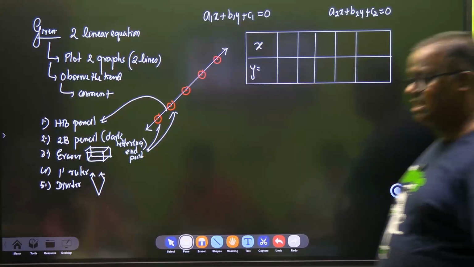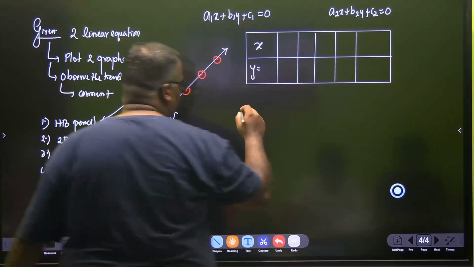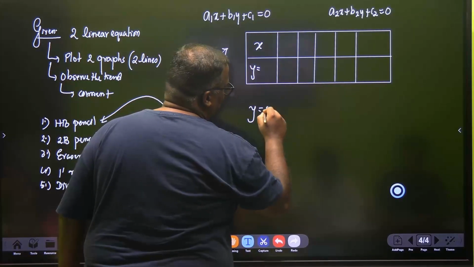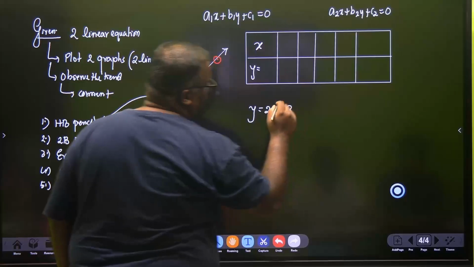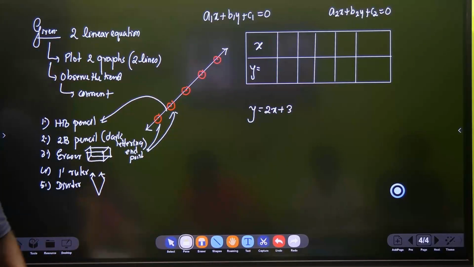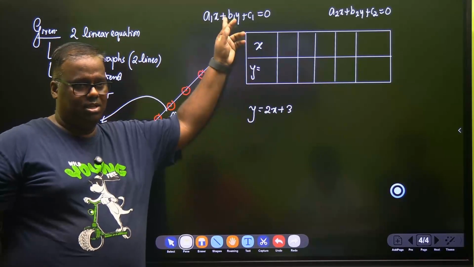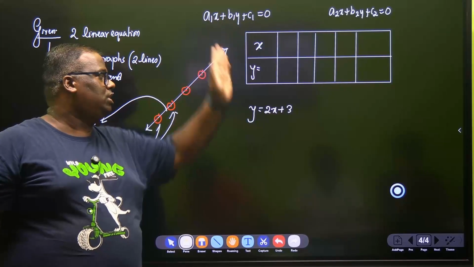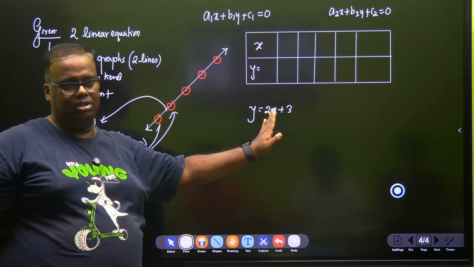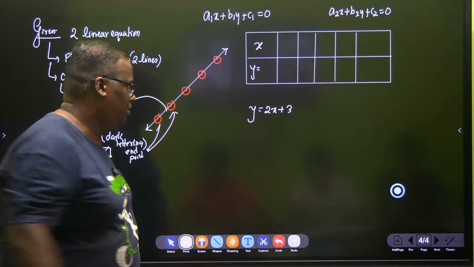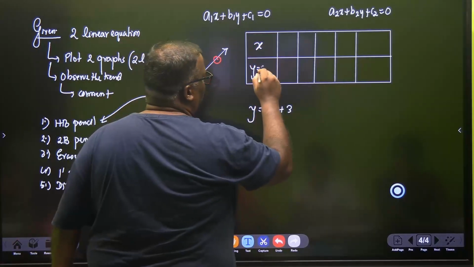Okay, let's take an equation where the equation is given to me as y equal to 2x plus 3. They will give you the equation in this format. It doesn't look like this. Whatever equation is given, always bring it in this format. So I write y equal to 2x plus 3.